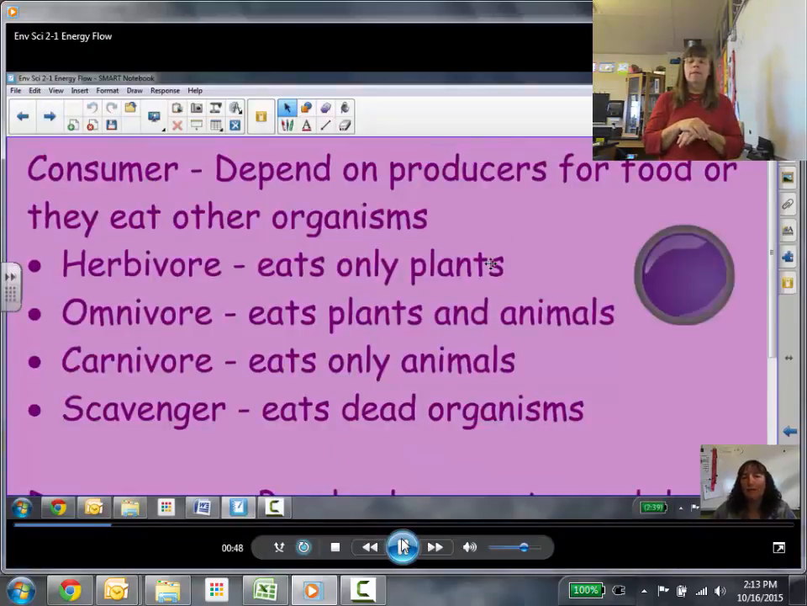A consumer depends on those producers for food. They either eat the actual producers, so they're eating the grass and the plants, or they eat other organisms that are eating the grass and the plants. An herbivore eats only plants. An omnivore eats plants and animals. A carnivore only eats animals, and a scavenger eats dead organisms, so that's cleaning up all the dead stuff.